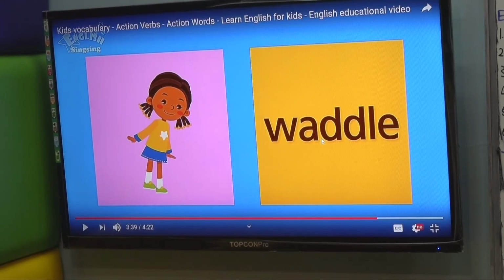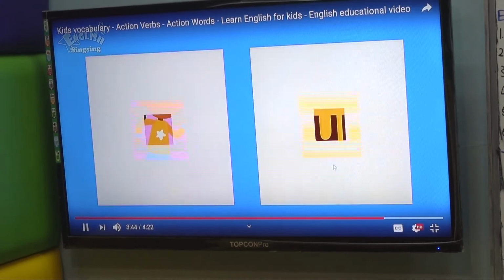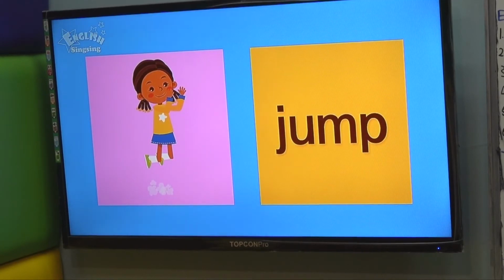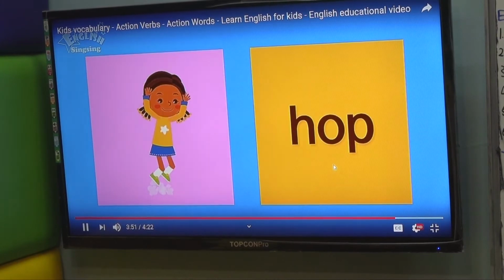Waddle. This is called waddle. Stand. This is called stand. Run. This is called run. Jump. Okay? Jump.